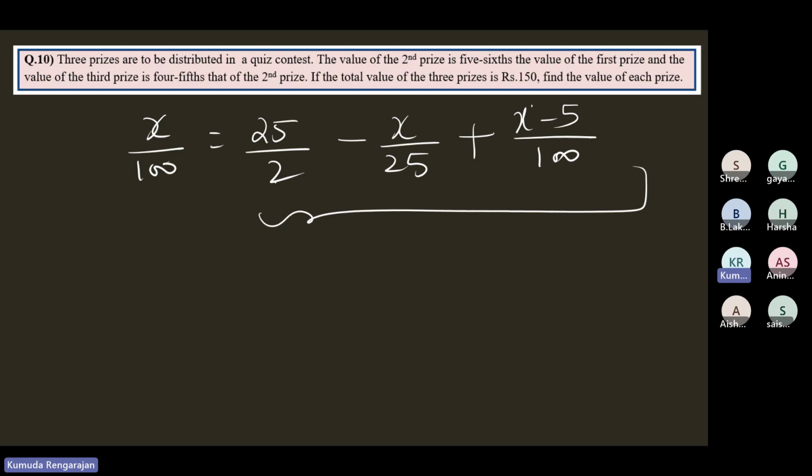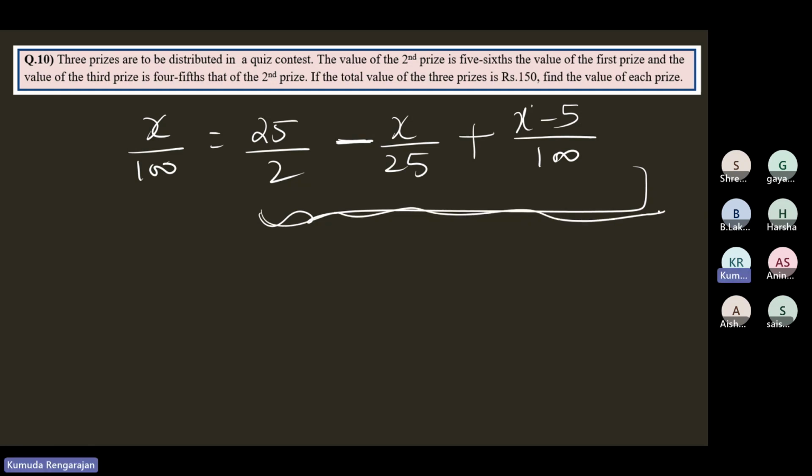See here, these are independent fractions. 25 by 2 is a fraction, x by 25 is a fraction, x minus 5 by 100 is another fraction. And you can simplify, meaning you can take up the common denominator and add and subtract. So the right hand side is not simplified completely. It is not showing one fraction. It is showing 3 different fractions which are connected by plus minus sign, which can be simplified by taking the common denominator, and they can be unified as one fraction.